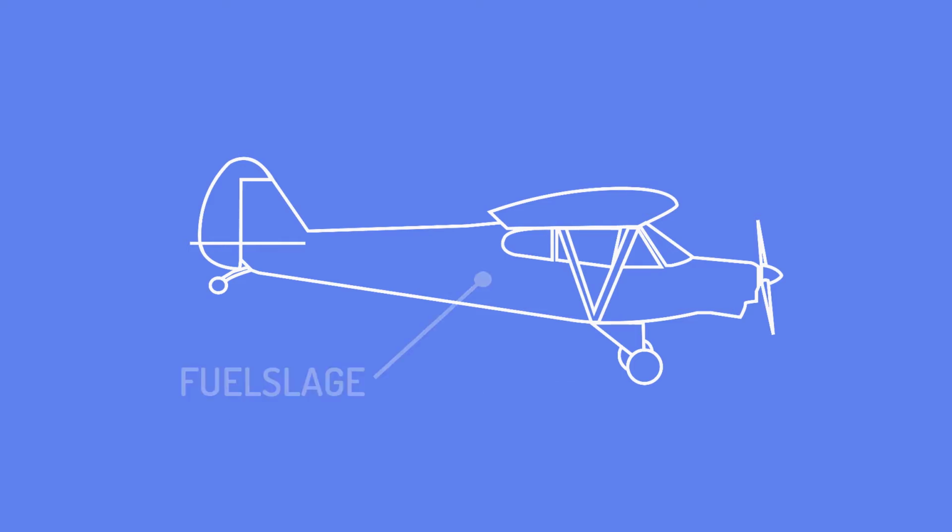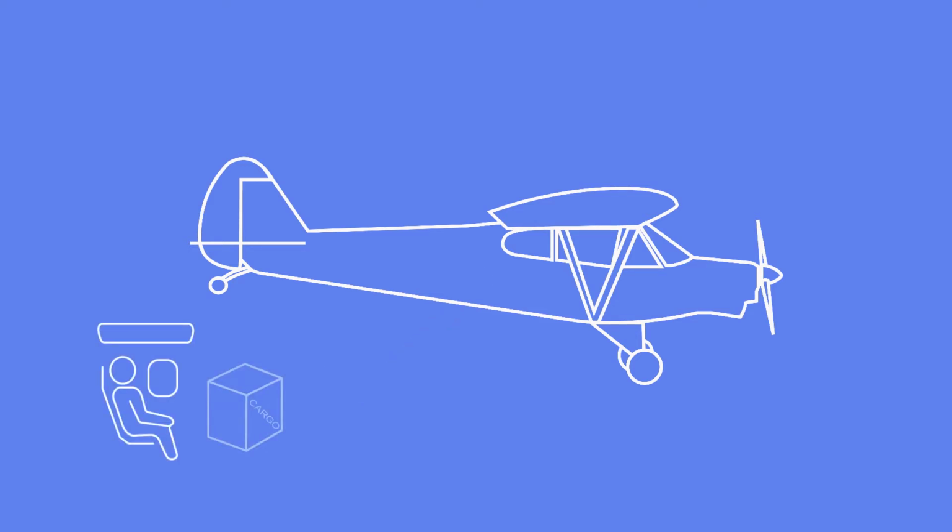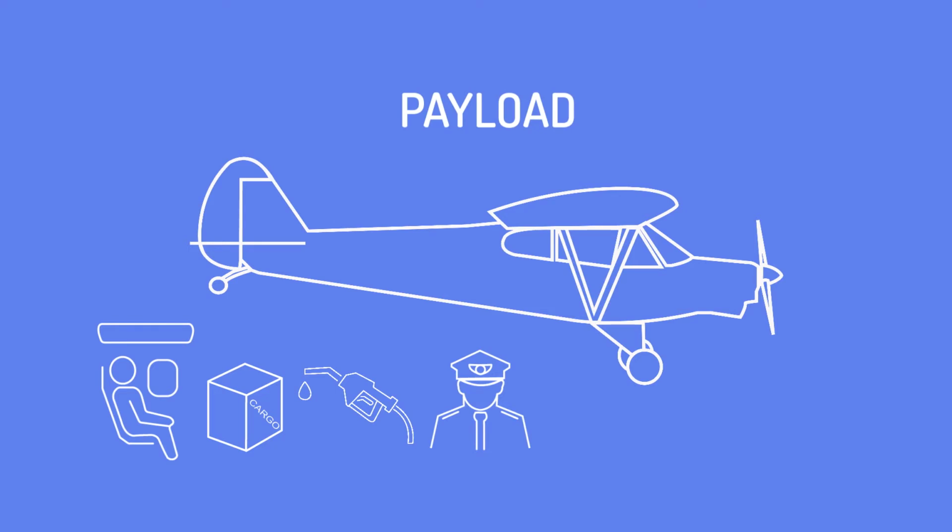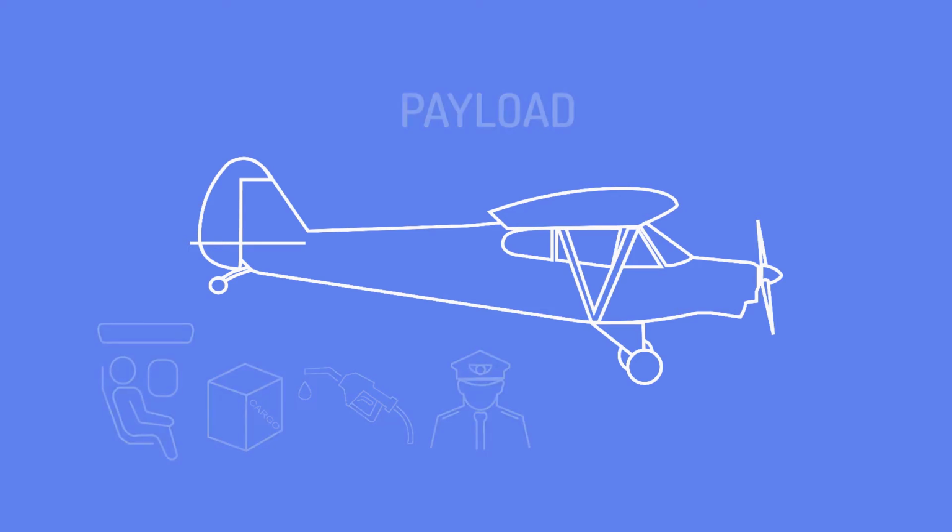The fuselage is the main section, or body, of the airplane. This is where you'll find passengers, cargo, fuel, and the flight crew, often referred to as the payload, which is the overall weight of the content carried on an aircraft. The fuselage is the foundation for the structure of the aircraft.